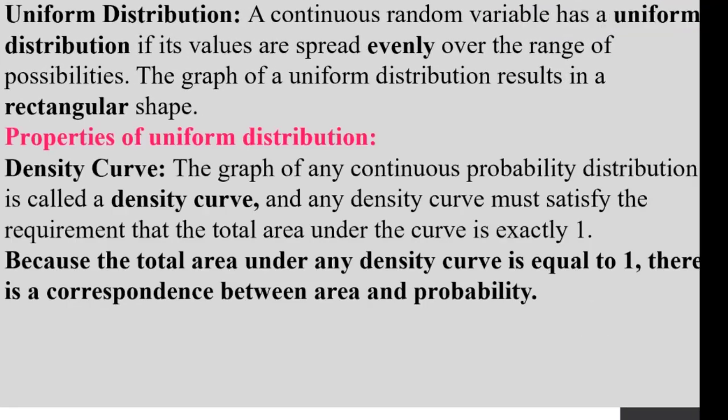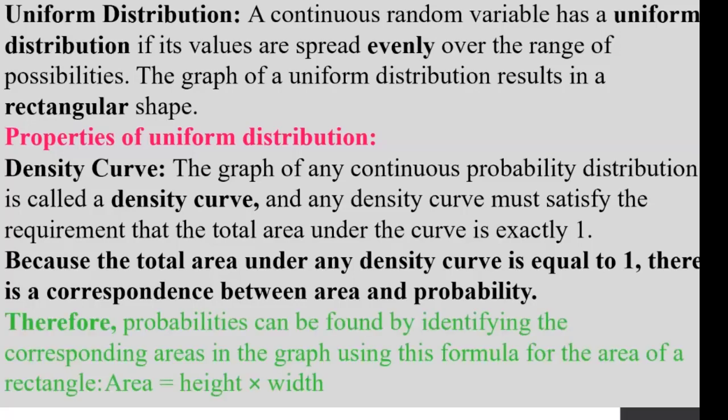Properties of uniform distribution density curve. The graph of any continuous probability distribution is called a density curve, and any density curve must satisfy the requirement that the total area under the curve is exactly 1. Because the total area under any density curve is equal to 1, there is a correspondence between area and probability. Therefore, probabilities can be found by identifying the corresponding areas in the graph using the formula for the area of a rectangle, area equals height times the width.